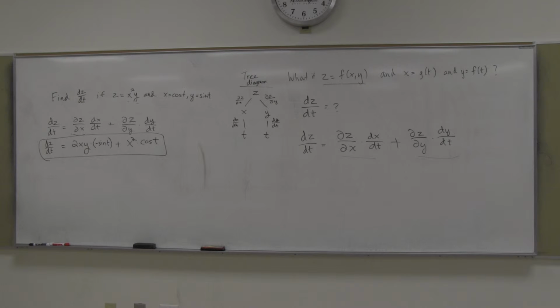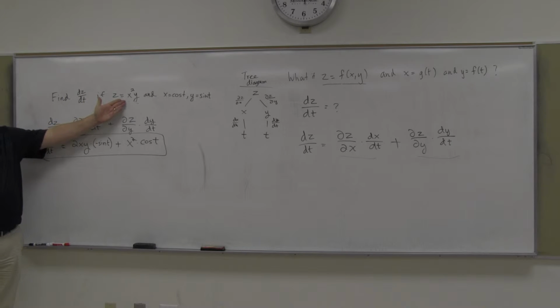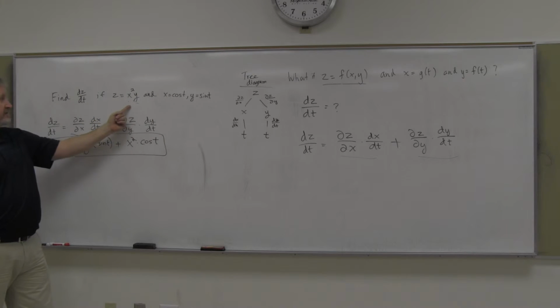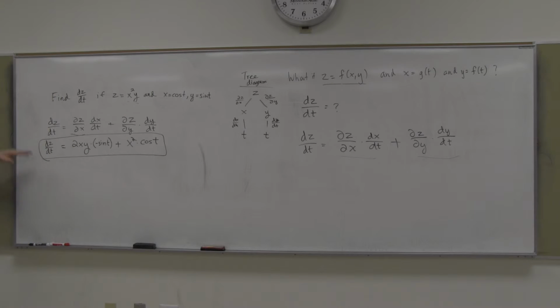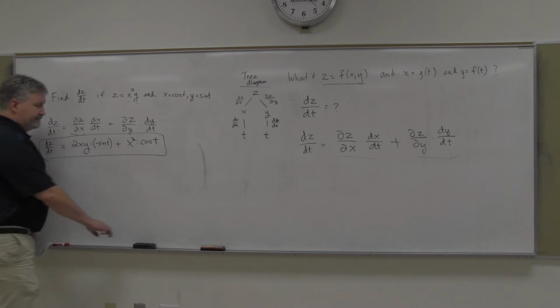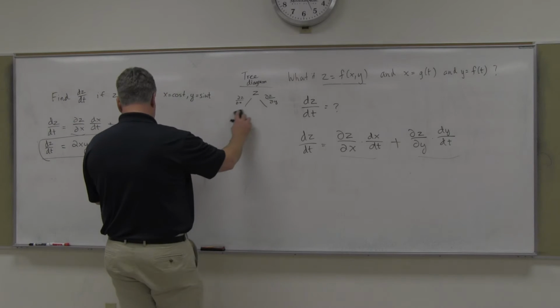The other thing I would point out is I could very well start by plugging in cosine t here and sine t here and get the derivative that way. Usually though it works out better if you don't do that, because that just makes the function more and more complicated. But that would be another way of doing it.